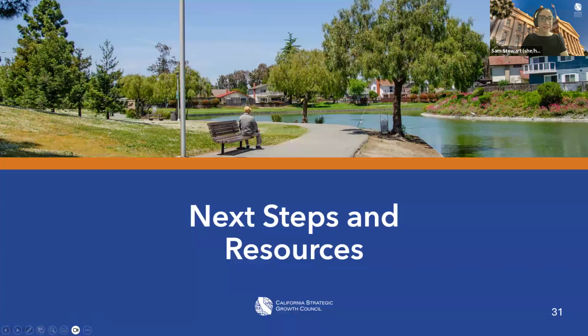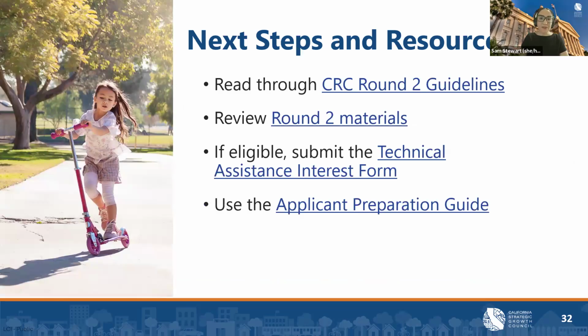Now that you have all of this information about application components, we're sure you're ready to get started. Let's quickly go over the next steps and resources you can use during the application process. We recommend the Round 2 guidelines and also reviewing the Round 2 materials on our webpage. If you are eligible for technical assistance, you can submit a technical assistance interest form until July 31st, 2026. We have also prepared an applicant preparation guide, which is a checklist to gather documents and organize information before starting your application.